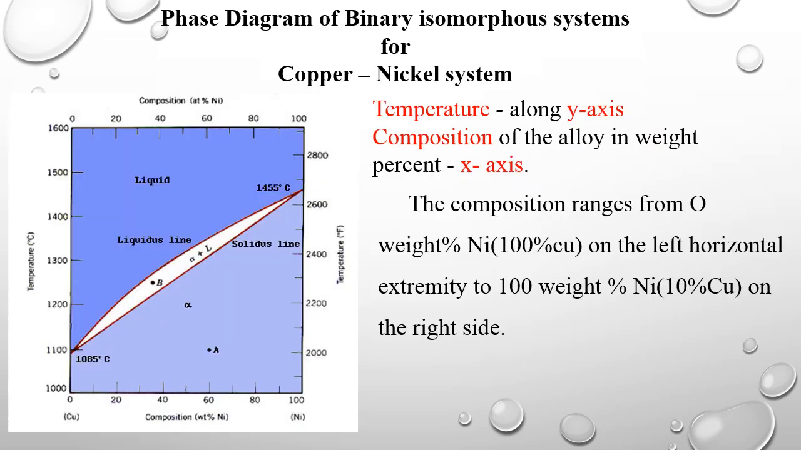This is a phase diagram for a binary isomorphous system, the copper-nickel system. The x-axis is the composition in weight percent, and the y-axis is the temperature. The composition ranges between the weight percentages, with the alpha plus L region. The liquid state is at 1455 degrees Celsius, and the horizontal extreme is 100 weight percent nickel.